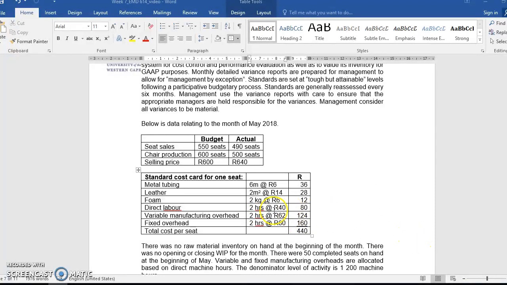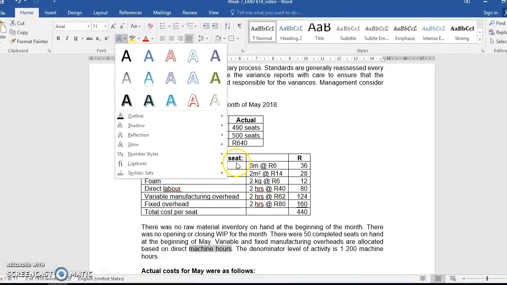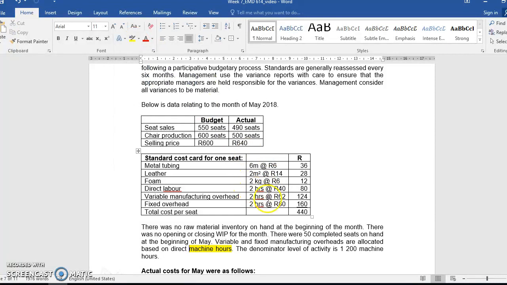Remember, variable overheads are allocated, and if you read the question, they say variable and fixed manufacturing overhead are allocated based on machine hours, which means that 2 hours and that 2 hours are machine hours. So variable overhead is 2 machine hours at 62 Rand an hour, 124, and fixed overheads 2 machine hours at 80 Rand, 160. When you add those all up, it's 440. So the standard cost for one seat is 444 Rand.